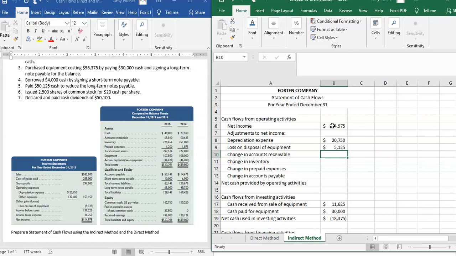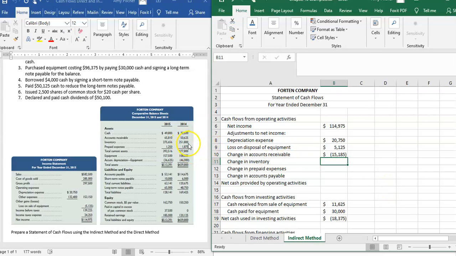Then we're going to look at our changes in our current assets and current liabilities. So we have a change in accounts receivable. So that increased from $50,625 to $65,810. So that is an increase of $15,185. We are going to subtract that increase in accounts receivable.